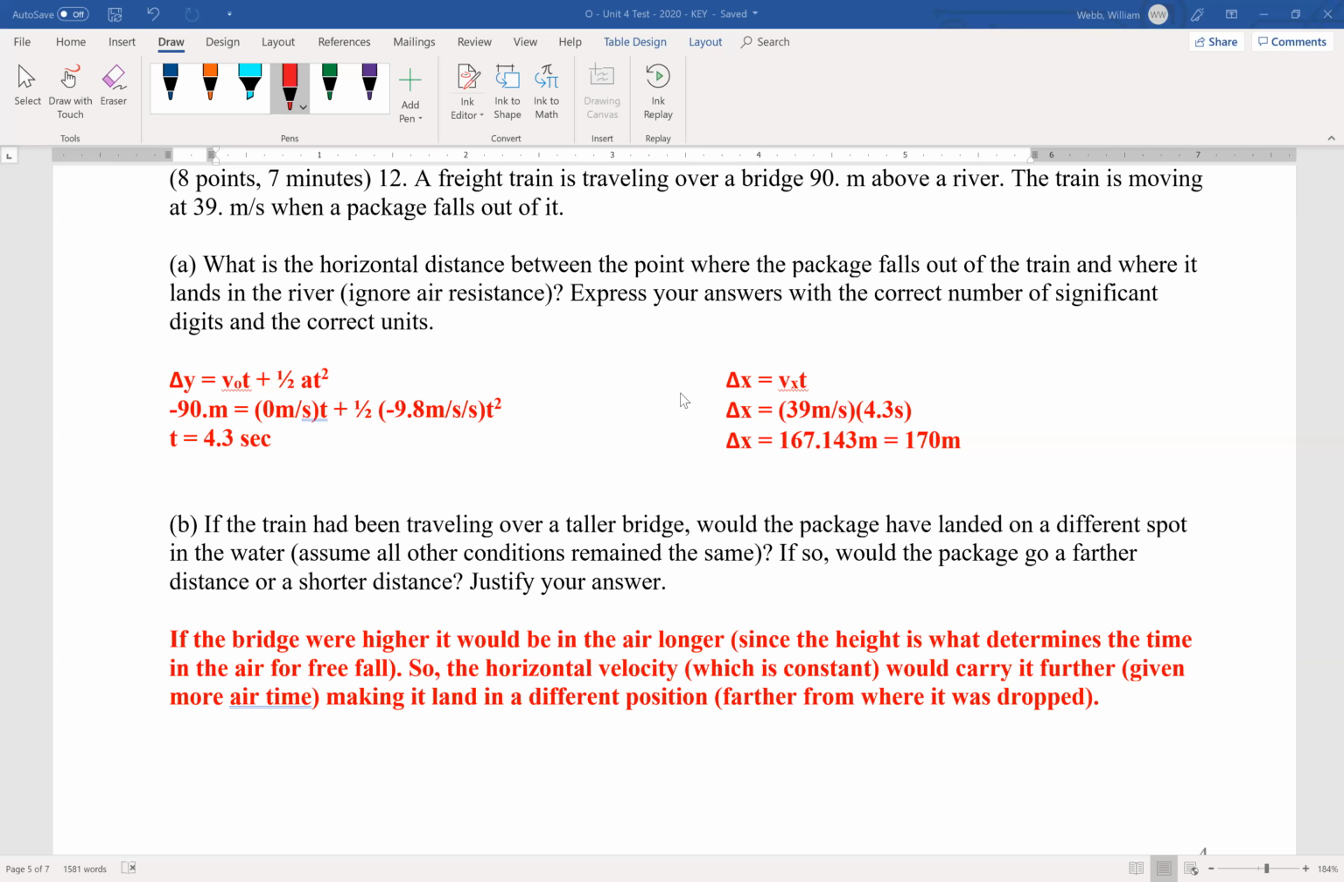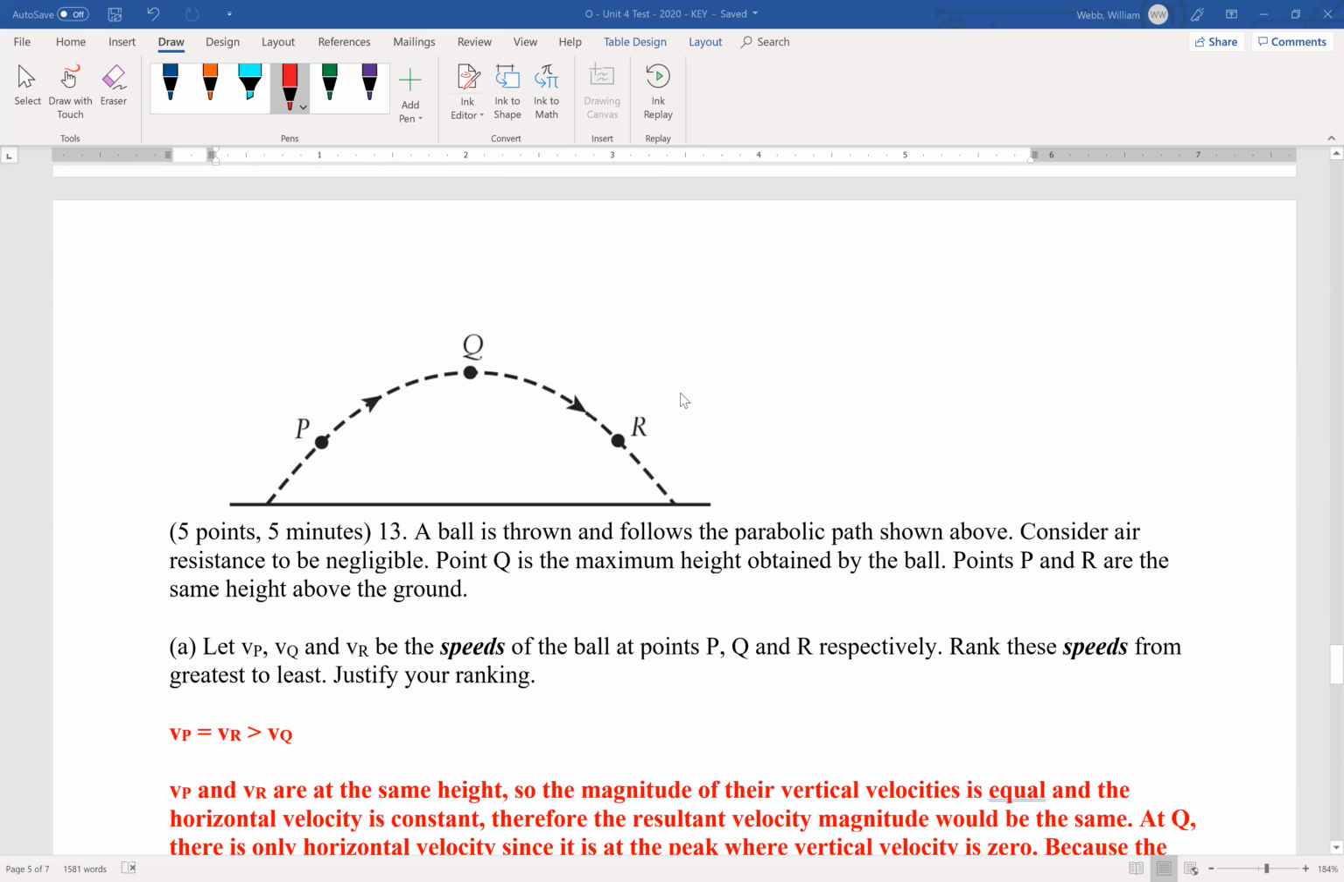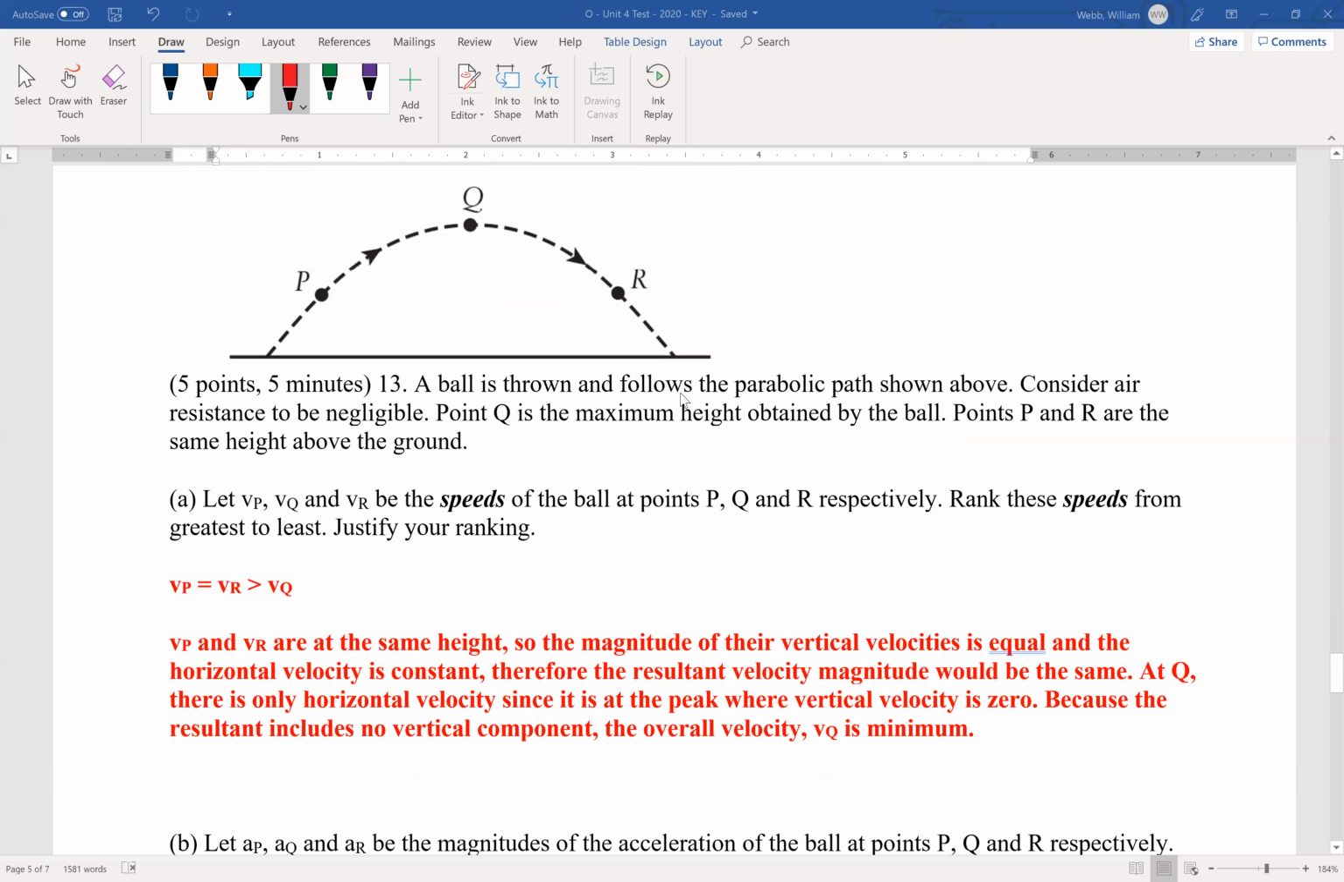All right. Number 13. A ball is thrown and follows a parabolic path shown above. Consider air resistance to be negligible. Point Q is the maximum height obtained by the ball. Points P and R are the same height above the ground. So let VP, VQ, and VR be the speeds of the ball at the points P, Q, and R respectively. Rank them from greatest to least, justify your ranking.